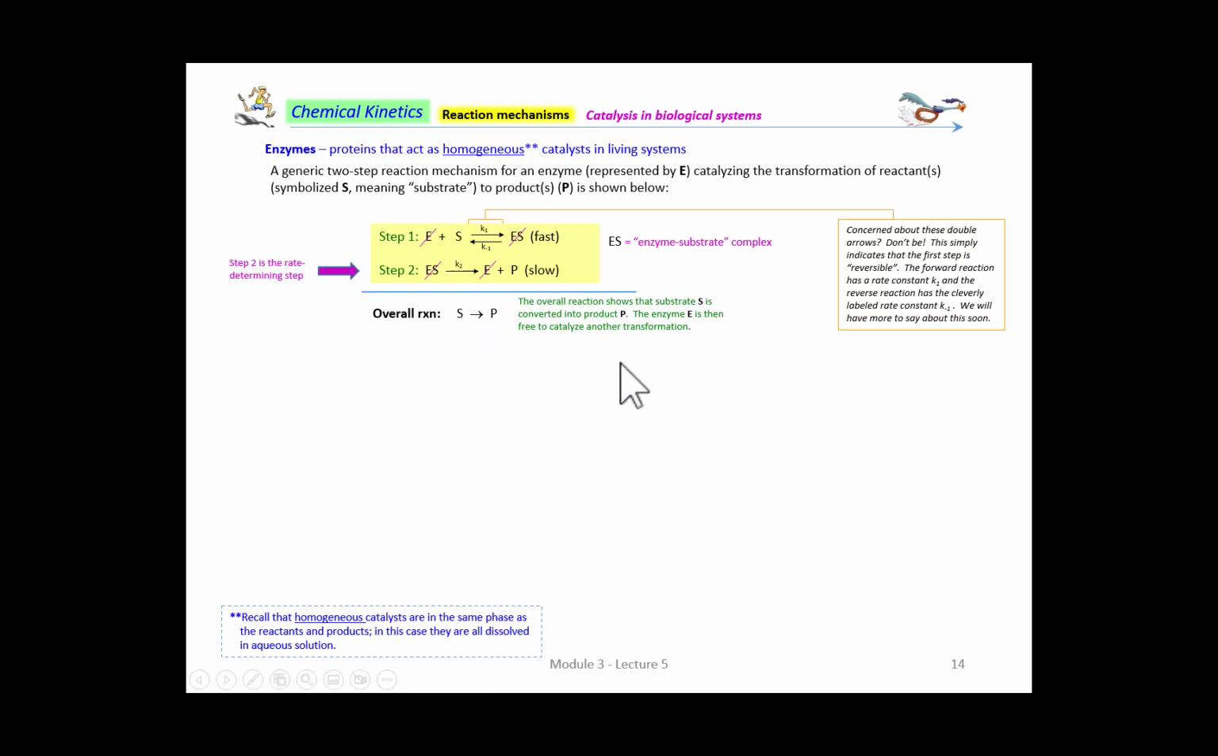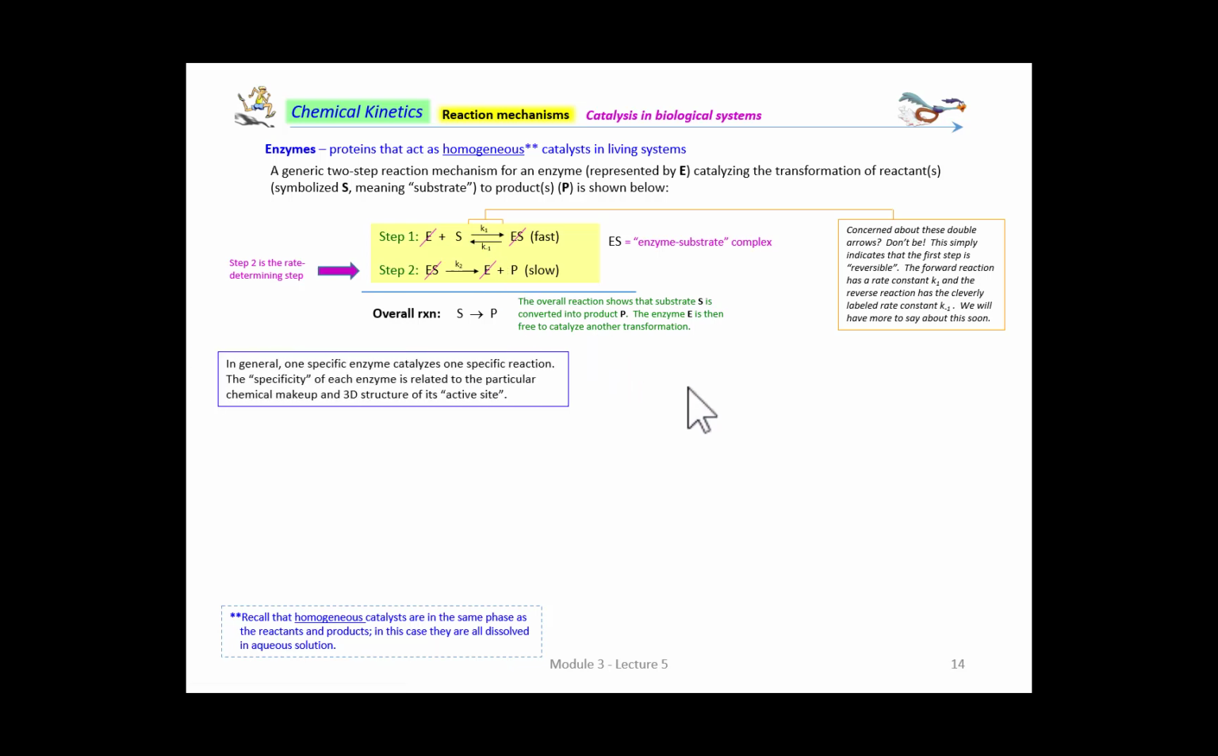If you're concerned here about the double arrows in step 1 in this fast step, this is something that we'll see more of in the next module on equilibrium. But briefly here, what we have is a rapid equilibrium forming here. But the bottom line is that this first step, the formation of the enzyme substrate complex, is considered to be the fast step. The forward reaction has a rate constant K1, so we put K1 over the arrow going from left to right. The reverse reaction, which when it occurs, would be the enzyme substrate complex falling apart and going back to enzyme plus substrate, not forming product, would have a rate constant K minus 1.